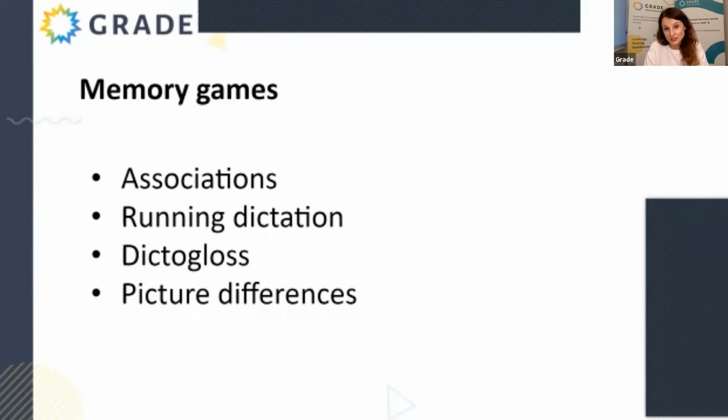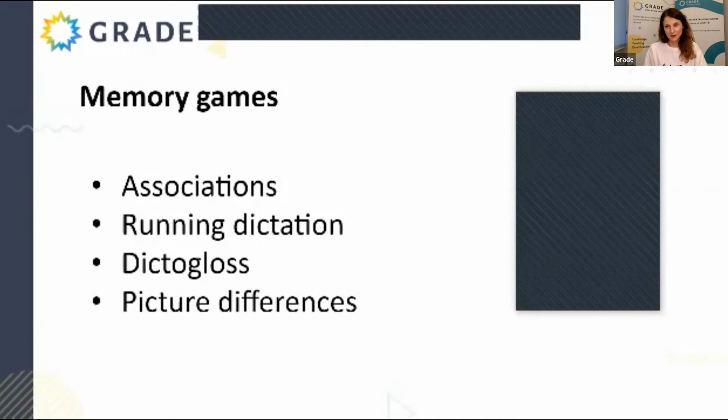Memory games such as associations, you remember something with the help of an association, running dictation, dictogloss, picture difference, find the difference between pictures, and others. Do you have perhaps your own examples of memory games? Can you share with us in the chat? And if you don't know one of those, can you please shout out? We're going to then talk about it.